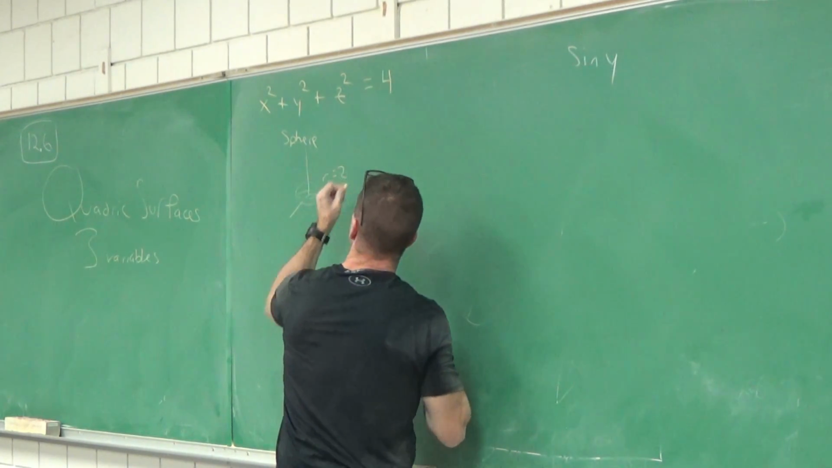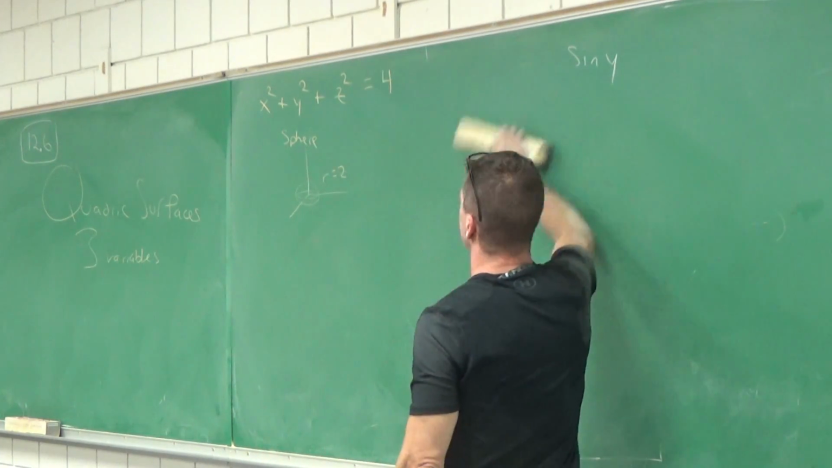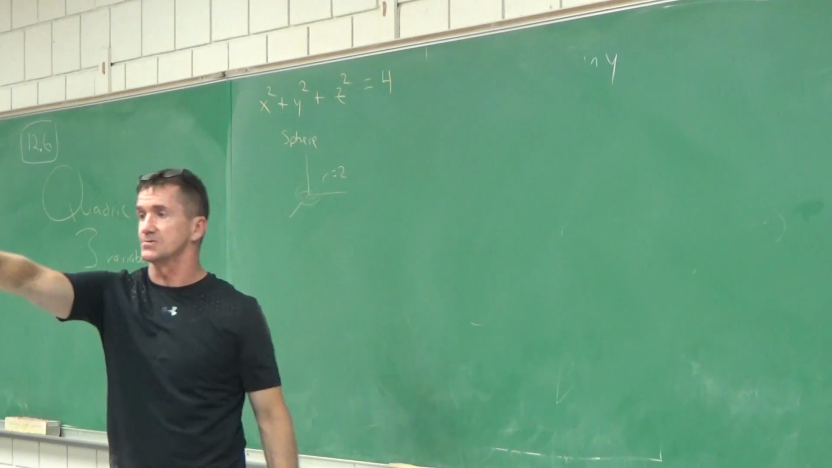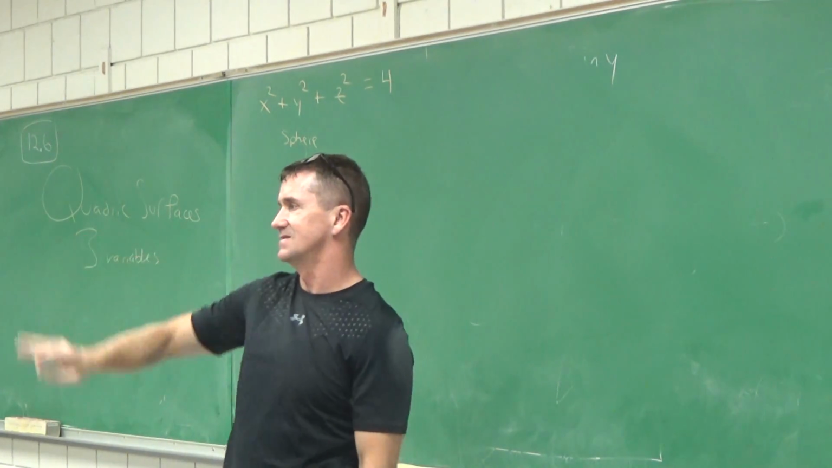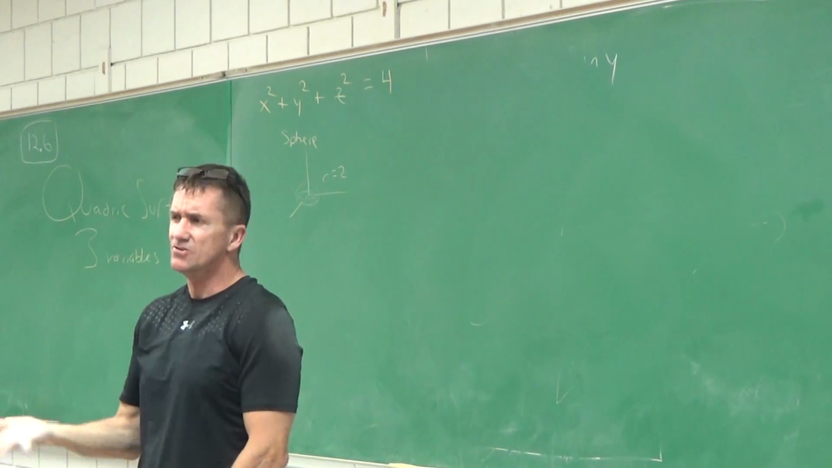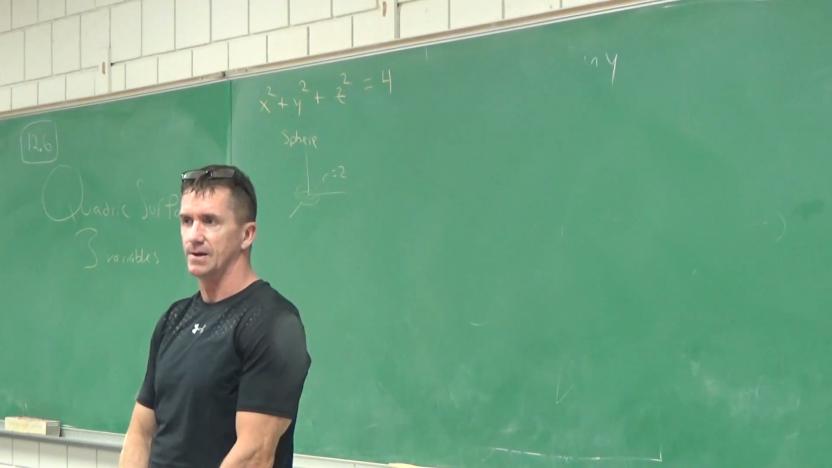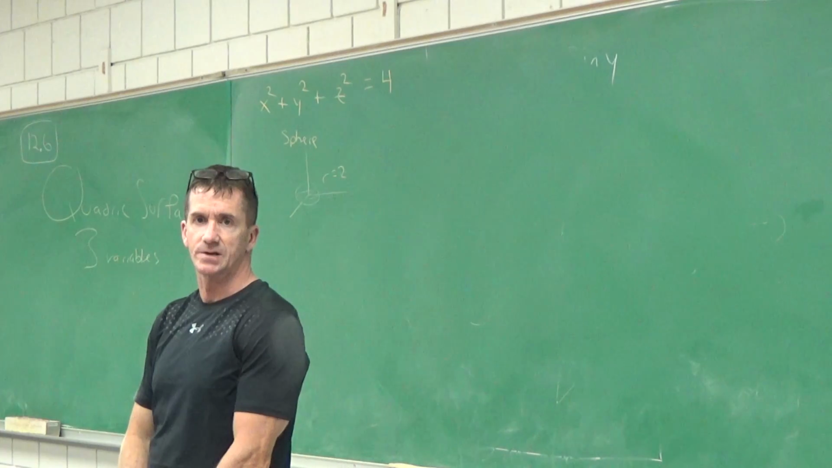Radius equals what? Quadratic surface. x squared, y squared, see it's got 3 variables. Not a cylinder. Cylinders are surfaces too, but we just call them cylinders. These are quadratic surfaces. It's one type. But they'll have 3 variables in them.